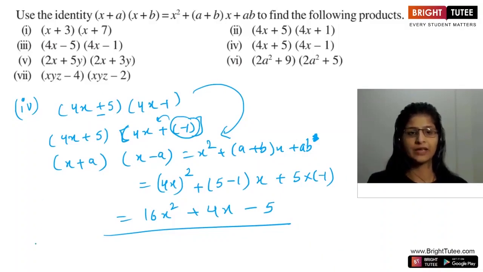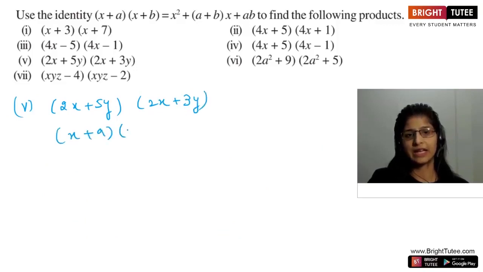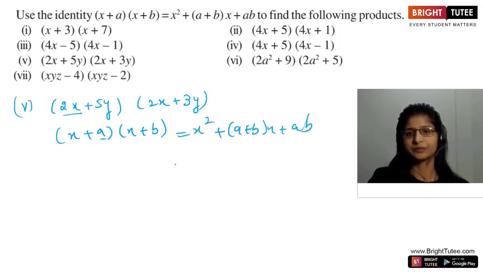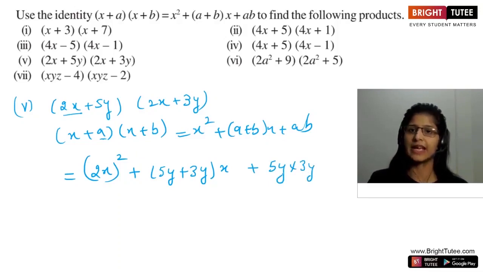Okay, now the fifth part we are going to do. In the fifth part of the question, we have 2x plus 5y and 2x plus 3y. So if I compare with x plus a and x plus b, what is x here? 2x. And what is a? 5y. What is b? 3y. So this is equal to x square plus a plus b into x plus ab. So instead of x, we will write 2x whole square. Plus a. A is what, as you can see in the question? A is 5y. And what is b? B is 3y, into x plus 5y into 3y, that is a into b.